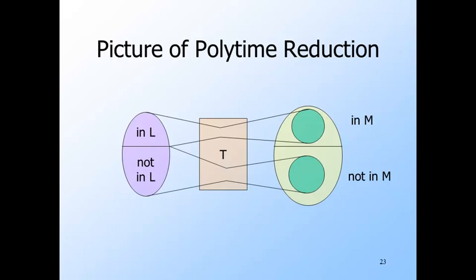And every string not in L, but over the alphabet of L, is transformed by T into a string that is over the alphabet of M, but is not in M. Again, there can be strings in the complement of M that are not the target of any string in the complement of L.